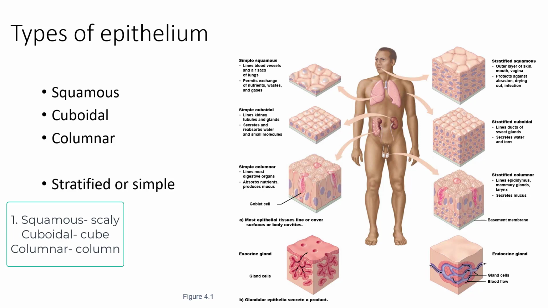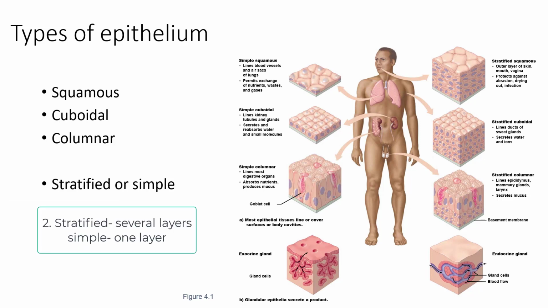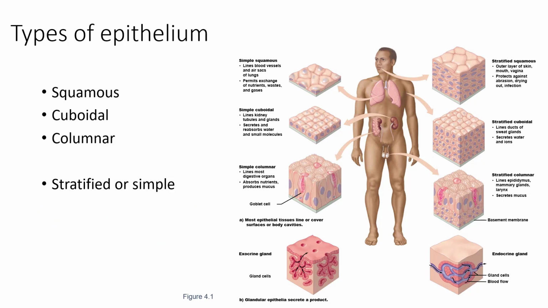Now, these can be stratified or they can be simple. So simple squamous are those lizard-shaped cells that are going to be in a simple layer, single layer. Simple cuboidal, cubes in a single layer. Simple columnar, columns in a single layer.